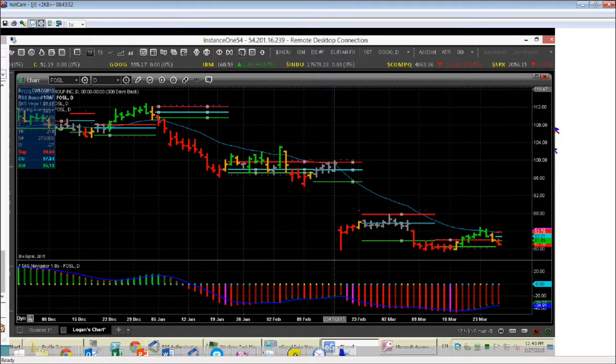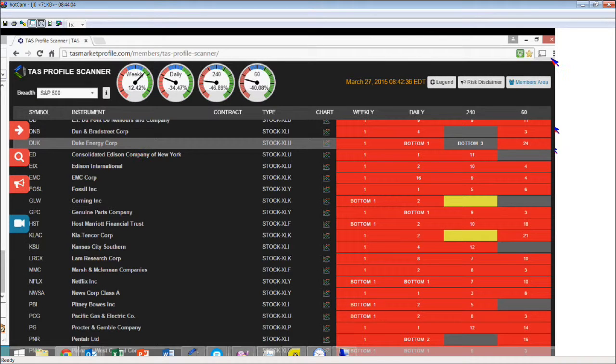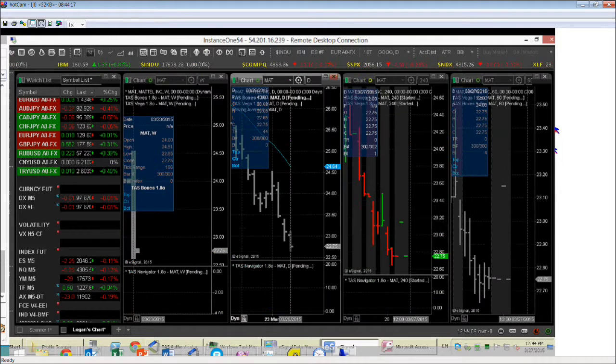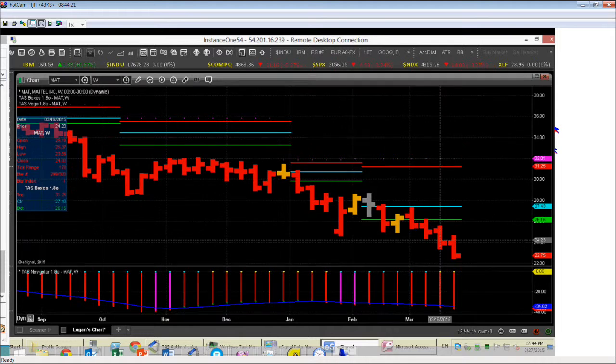Here we go. All right. We're going to take a look at Mattel. It's not on our scanner right now, but I want to take a look at this and see how this has reacted within the bloodbath. Just as expected. Here we go. All right. We talked about this one, the close below on the weekly, to go back and retest on the 26.15.